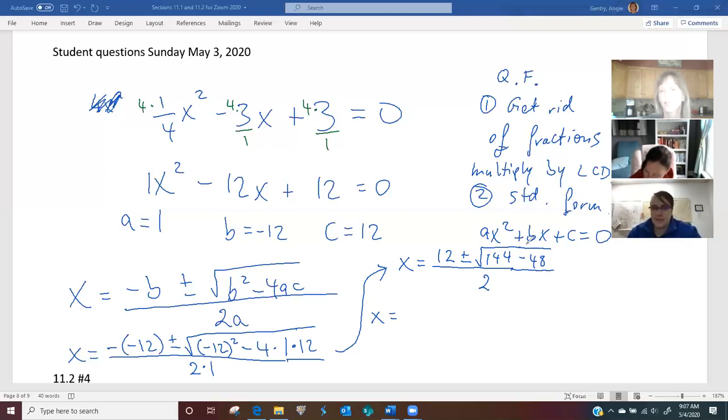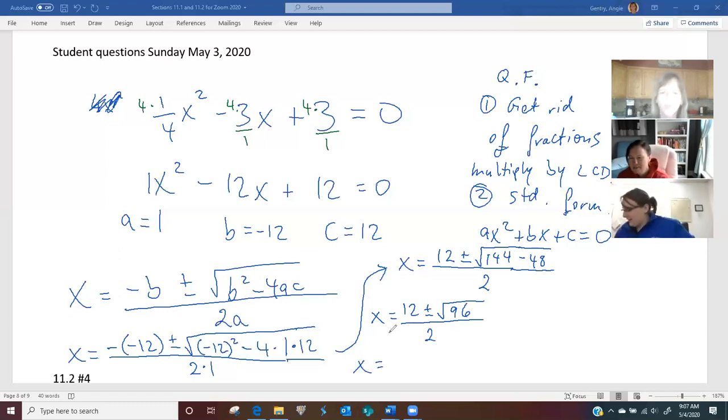So then you go from there and you simplify, and then you get a 12 plus or minus the square root of 144 minus 48. So minus 44 is 100, so 92. 96. Help! I think it's a 96. It is a 96. Thank you. Yeah. So then we go from there.